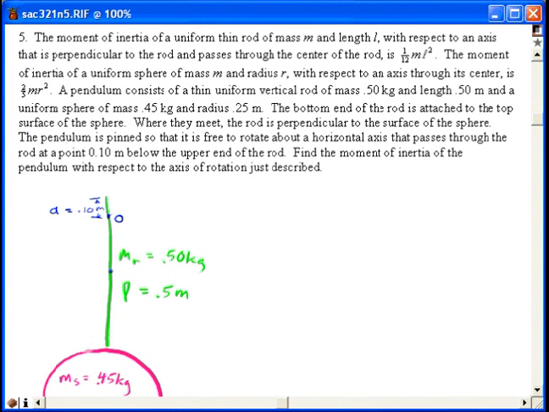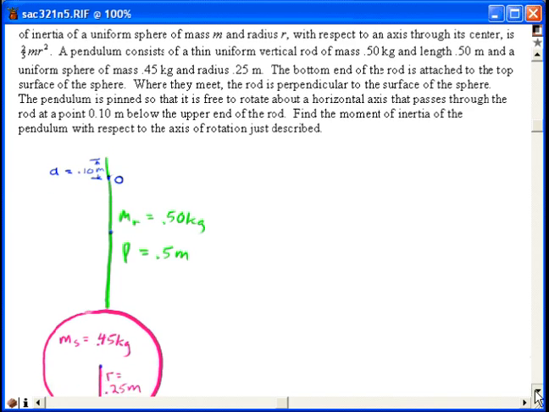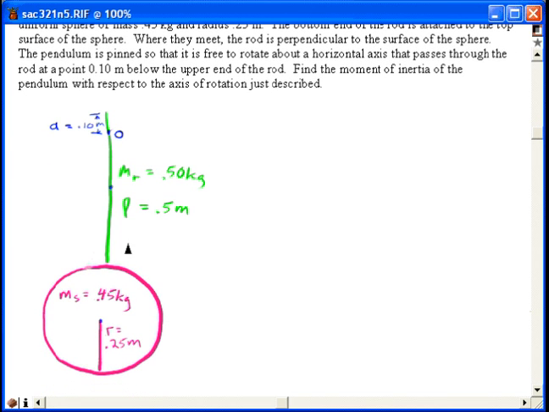SAC 321 number 5. If you haven't read it already, please pause the video and read it. They're asking us to find the moment of inertia of a pendulum that consists of a rod of length L and a sphere with respect to an axis 10 centimeters from the top end of the rod.